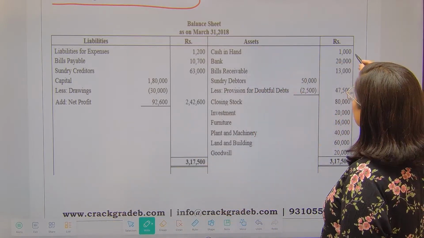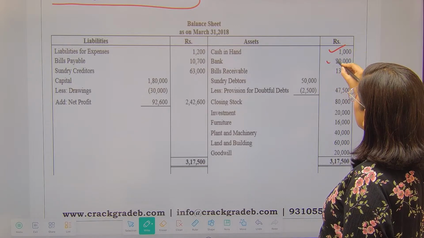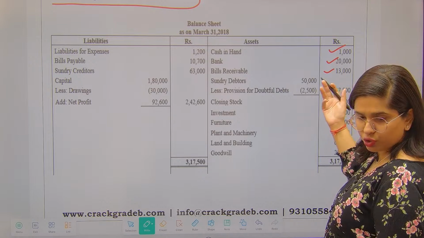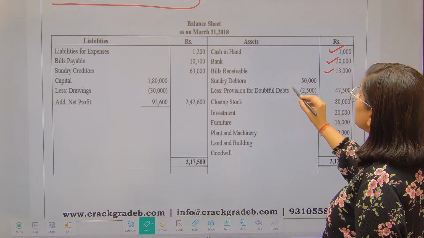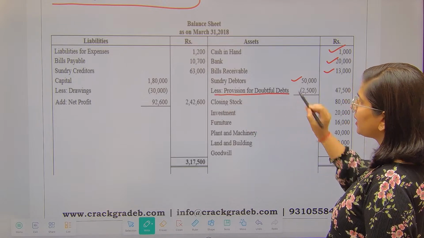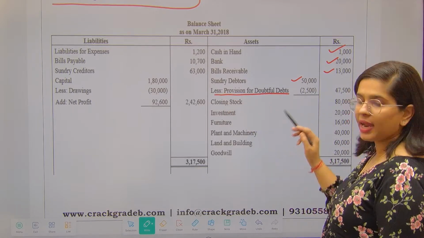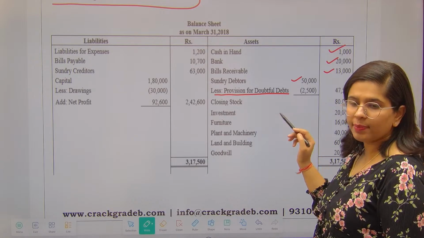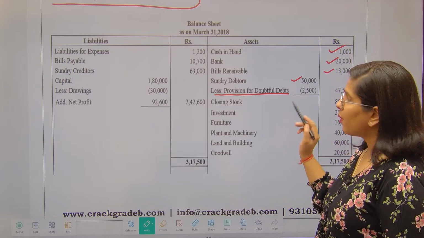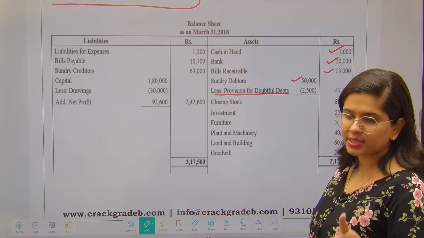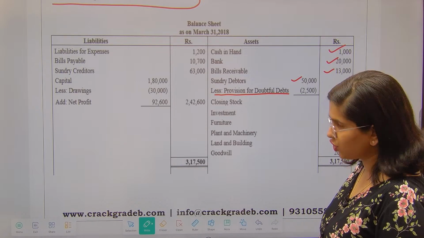In the asset side, you can see cash in hand, bank account में कितना balance है, bills receivable, that is you yet to be received from customer, sundry debtors, provision for doubtful debt has been deducted. You guys have to tell me that why do we calculate provision for doubtful debts? On the basis of which concept provision for doubtful debts is calculated? This is the question that I am asking, and please reply me in the comment section.